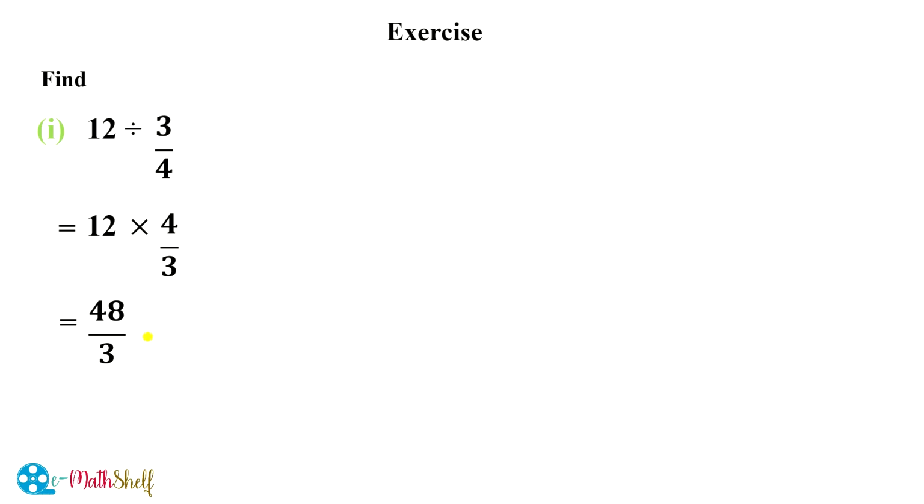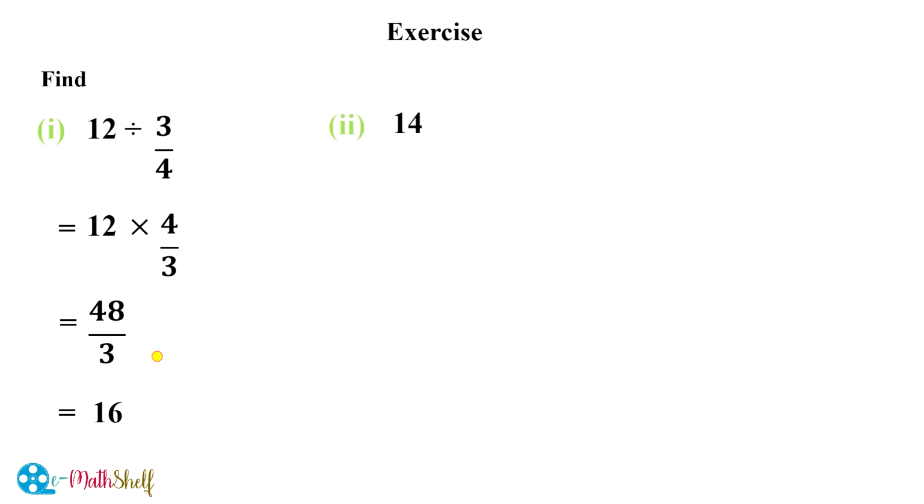Now we need to check whether we can simplify the fraction 48 upon 3. To find whether the number is divisible by the number 3, we will have to use the divisibility test for the number 3. A number will be divisible by 3 only if the sum of the digits of the number is a multiple of 3. Let us check if the sum of the digits of the number 48 is a multiple of 3. We know that 4 plus 8 gives us 12, and 12 is a multiple of 3. That means the number 48 is divisible by the number 3. So 3 into 16 will give us 48.